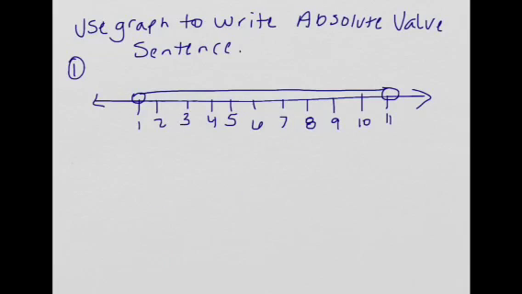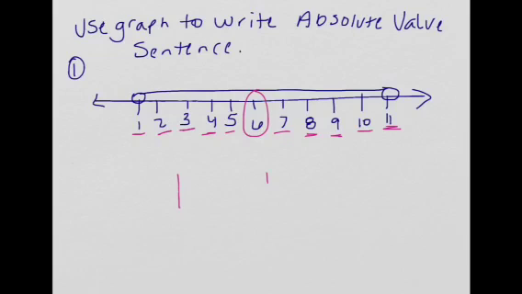Now you're going to be given the graph, and we have to figure out what the absolute value equation is that is graphed. So the first thing that you want to do is find the middle of the graph. So if we start with the 11s, and 1, and 8, and 2, 9, and 3, 8, and 4, 7, and 5, our middle of the graph is a 6.